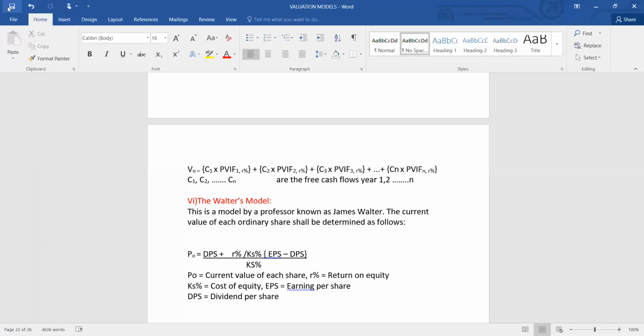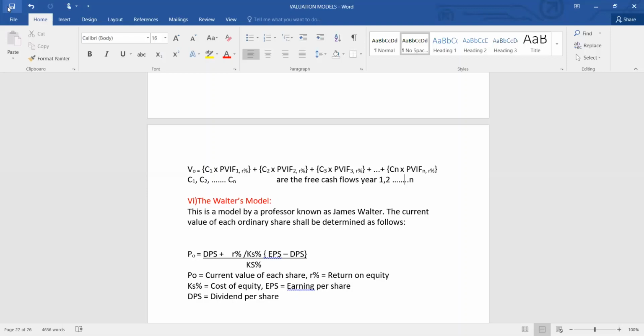The price of a share is equal to DPS, dividend per share, plus R% divided by KS, in bracket EPS minus DPS, divided by KS%, where P0 is the current price of a share, R% is the return on equity, and KS is cost of equity. I believe it should be clear what distinction exists between the return on equity and the cost of equity. Cost of equity is the minimum required rate of return. Return on equity is the actual return. Then earning per share and dividend per share. Okay?